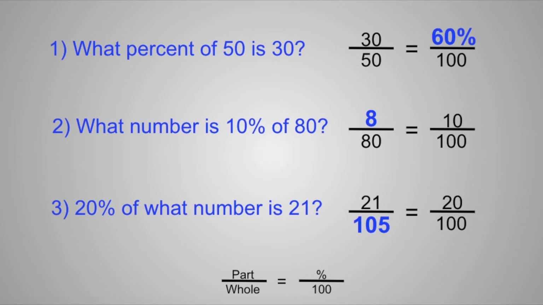You can now see the solutions on the screen. I would recommend you pause the video. See if you place the numbers in the correct positions. For number 1, what percent of 50 is 30? The solution is 60%. For number 2, what number is 10% of 80? 8 is 10% of 80, so 8 will be the solution. And number 3, 20% of what number is 21? The solution to number 3 is 105.